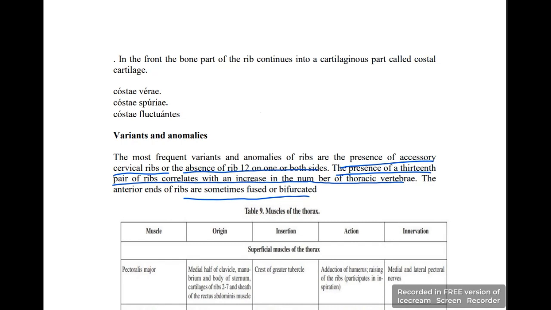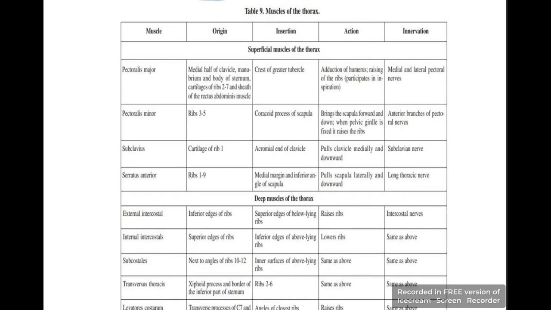Now the next part is the muscles and joints. Okay, muscles which help in the movement of the ribs and the complete thorax. Now see this, there are superficial and deep muscles. We will start from the superficial muscles. First is the pectoralis major muscle.